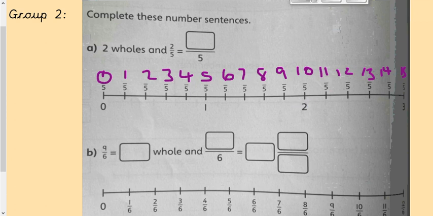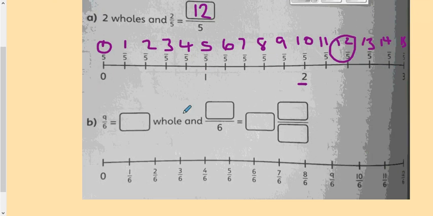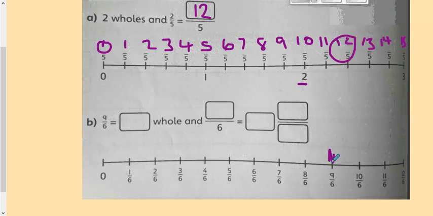So therefore we know we've got to do 2 wholes, which is here, and then add 2 more fifths onto it. So 1, 2. So therefore we know it's 12 fifths as an improper fraction. This one, 9/6. So we need to find 9/6 on here. We need to work out how many wholes there are first. So this is where the whole is, because you know 6 sixths makes 1 whole. If you thought of a shape that was split into 6 groups and they were all shaded, that's 1 whole. So there's 1 whole and 1, 2, 3 more sixths, which is 1 and 3/6.